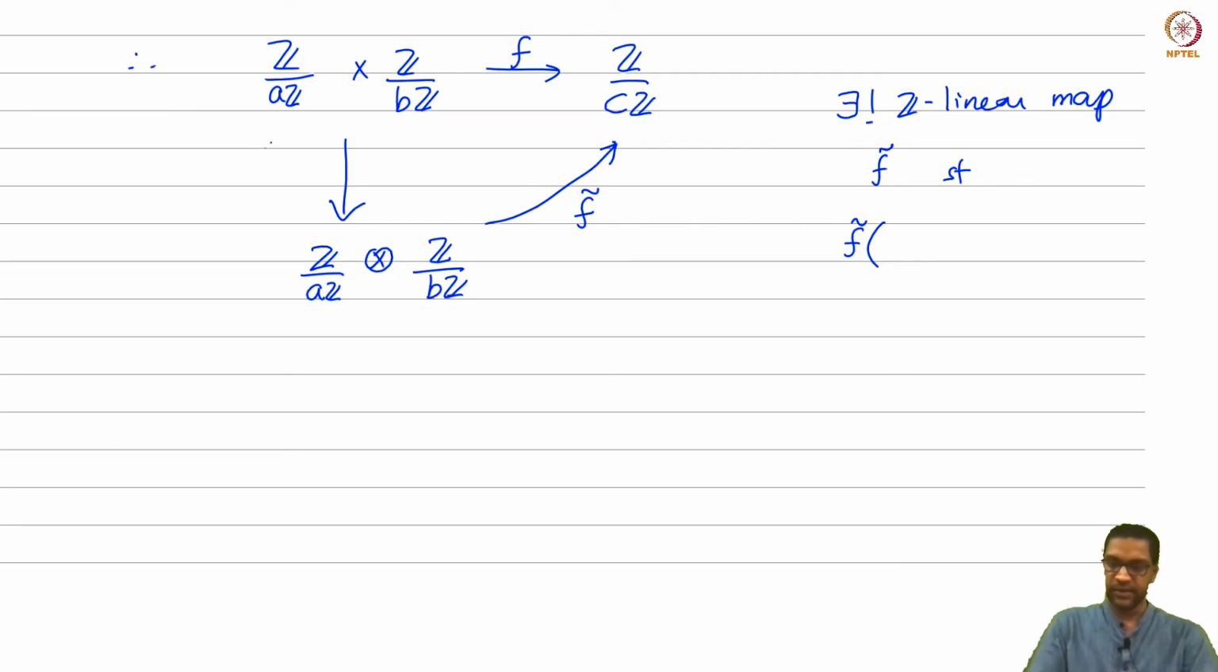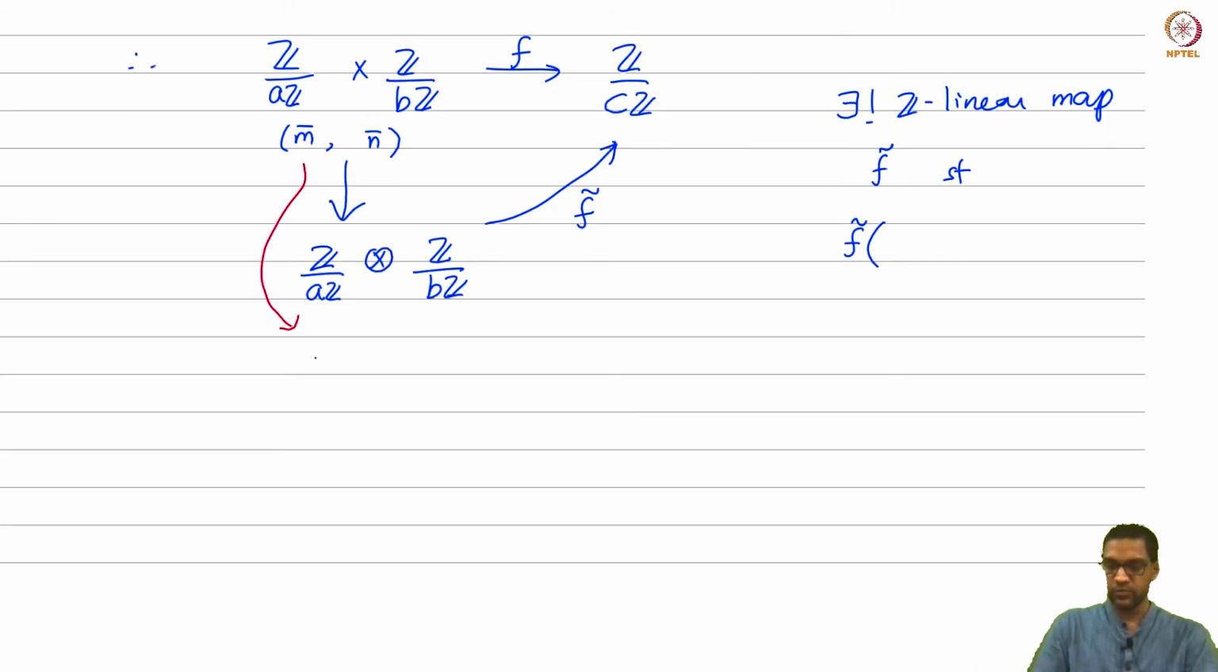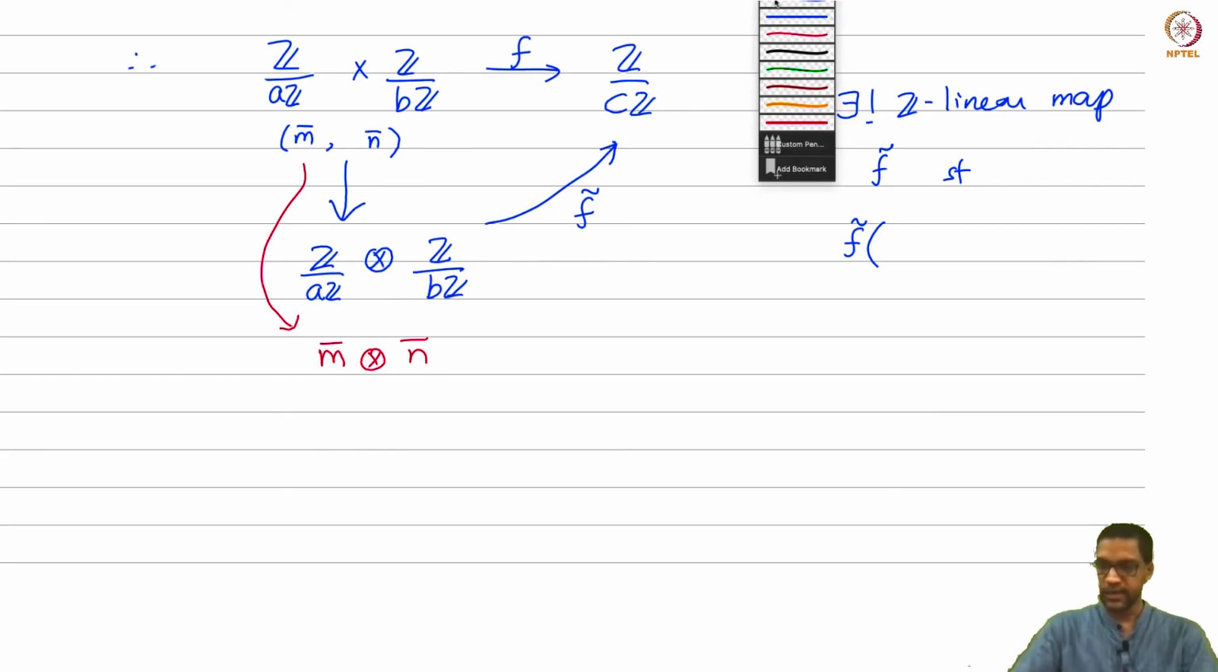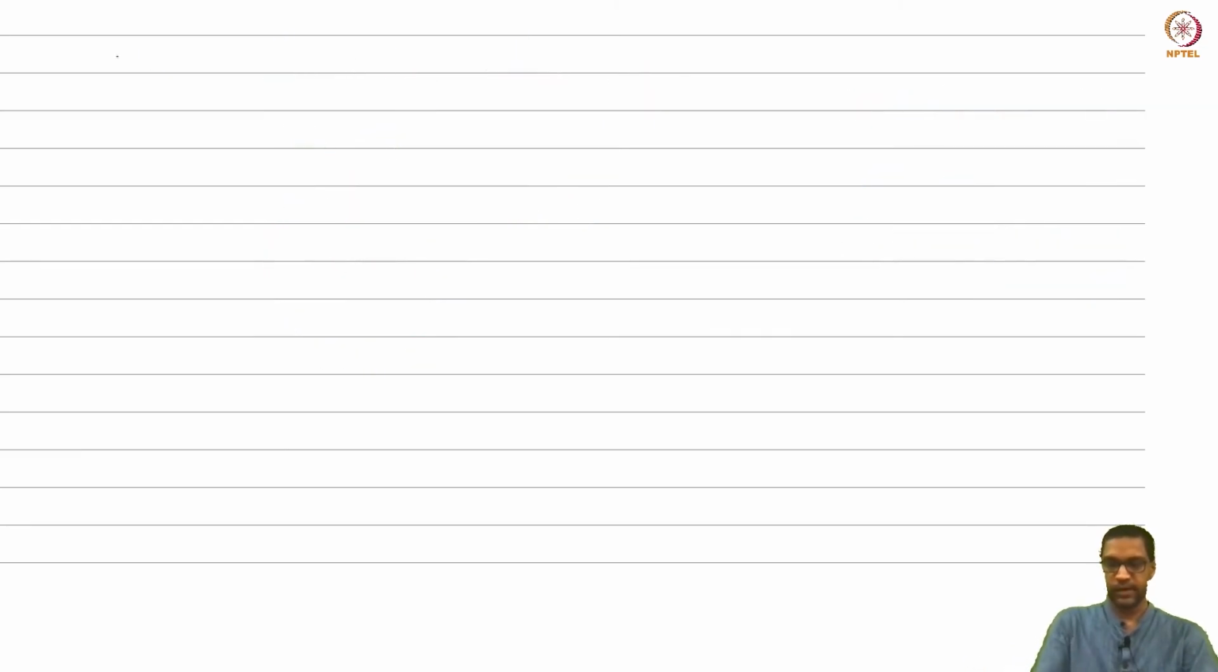Well, if I take a typical element here, so let me just call this m plus az as m bar and n plus bz as n bar, then that element here maps to m bar tensor n bar. So now my property here is that m bar tensor n bar is mapped to f of mn, which was by definition mn plus cz. Now the claim is that this map is an isomorphism as before. Claim: F tilde is an isomorphism of Z modules.